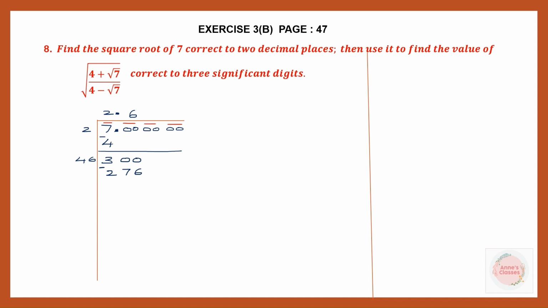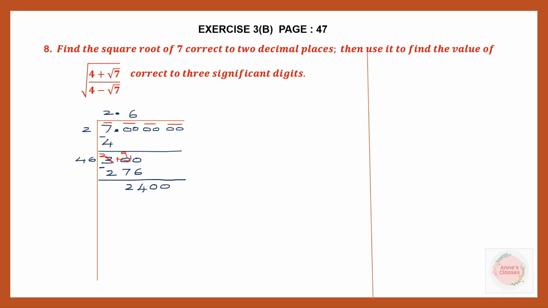Minus. Now let's subtract this. So borrow from here from 3. So this is 2, 10, 9 and 10. 10 minus 6 is 4. Then 9 minus 7 is 2 and then 0. Now we bring down the next pair of digits, that is 2 zeros.